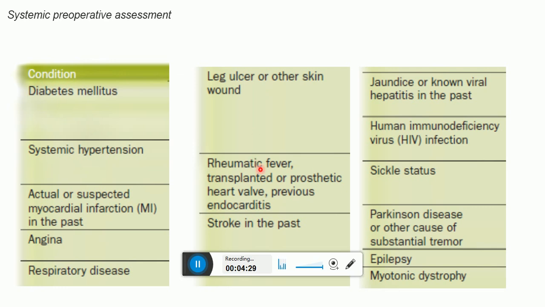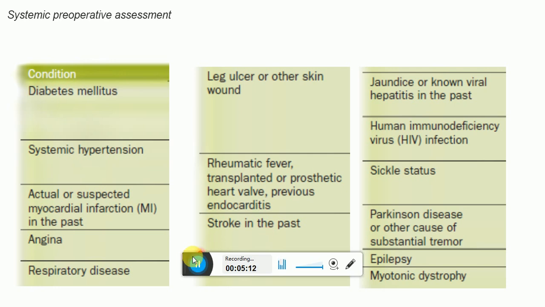And there is rheumatic fever, transplanted or prosthetic heart valve, previous endocarditis. So ask, does the patient usually require prophylactic antibiotic cover for operations? Antibiotic prophylaxis is only exceptionally required for ophthalmic surgery, for example removal of an infected eye. And there is stroke in the past. So the date of the stroke should be noted, and particular residual difficulties. Defer surgery for at least 6 months from date of stroke. Many have positional or other practical consequences.